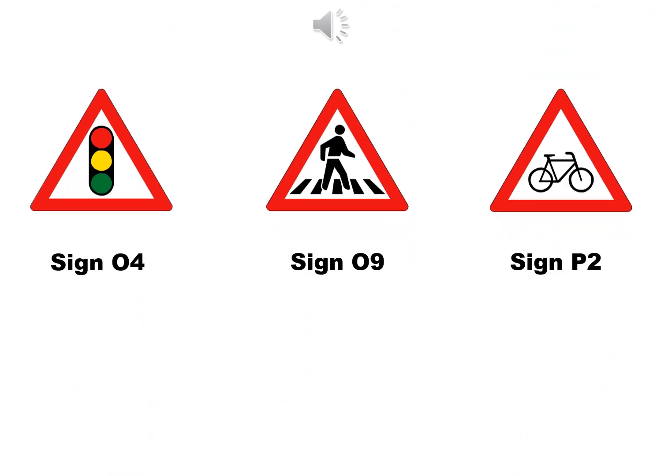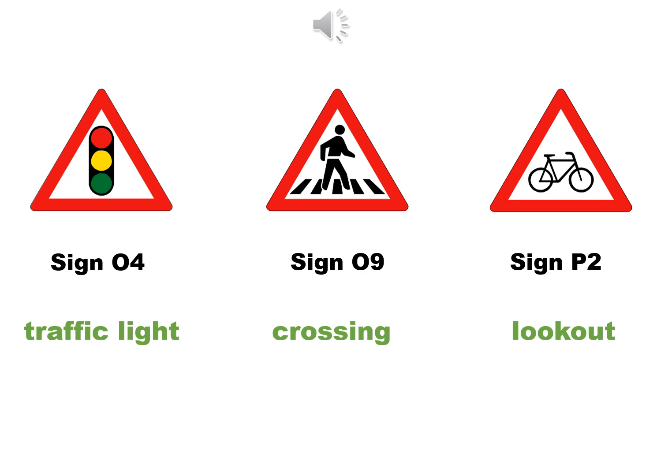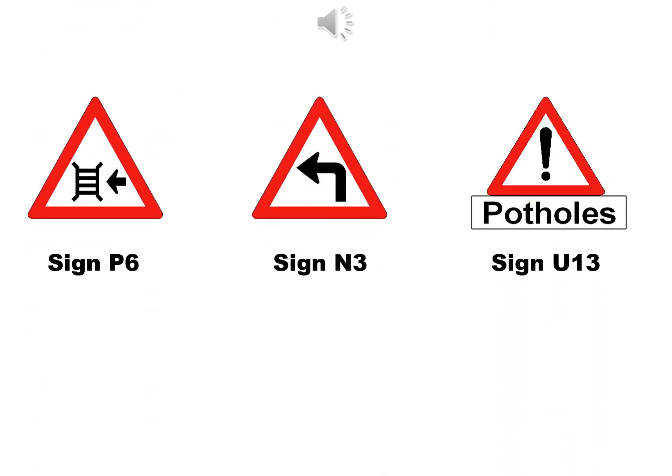Sign O4 warns you that there's a traffic light ahead. Sign O9 shows you that there's a pedestrian crossing ahead. Sign P2 shows you that you must be on the lookout for cyclists. When you see sign P6, you must slow down because there is a motor gate on the left-hand side of the road.